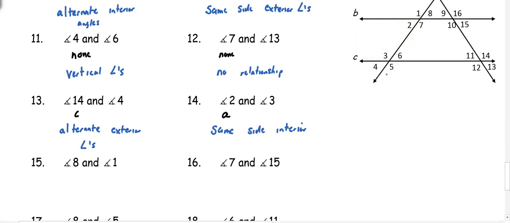Number 15, angle 8 and angle 1. Angle 8 and angle 1 are in the same group again, which means they can only be a linear pair or vertical. But because they're next to each other, they form a straight line, so they have to be a linear pair. So they have none for a transversal, and they are a linear pair.